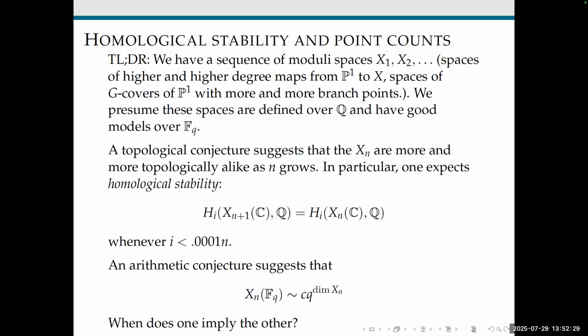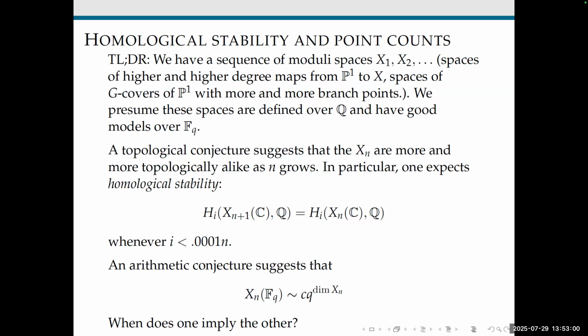And so maybe what I mean by saying these are topologically more and more alike, and we'll give an example of this a few slides down, is that if somebody comes up to you and asks, what's the dimension of H_5 of this space? Maybe I don't have to tell you which space I mean. Maybe the first two are different, but after a while it stabilizes. And the answer to what is the dimension of H_5 of the space is the same for all sufficiently large n. That's what we mean by homological stability. That would be a characteristic example of a homological stability theorem.